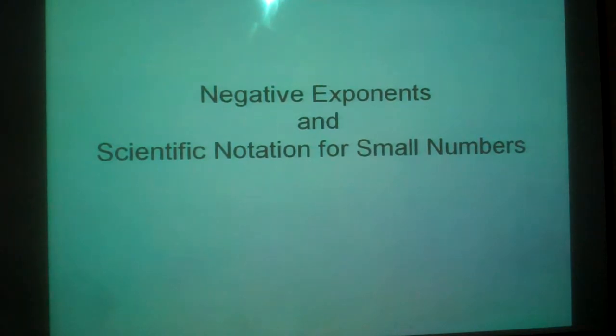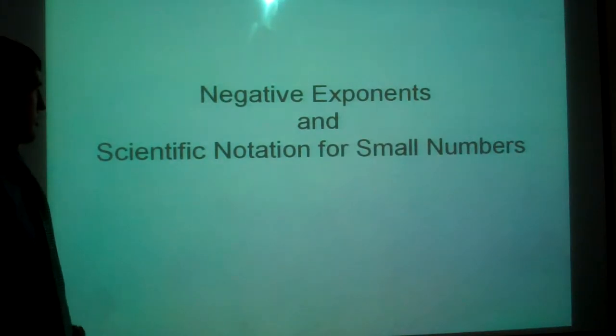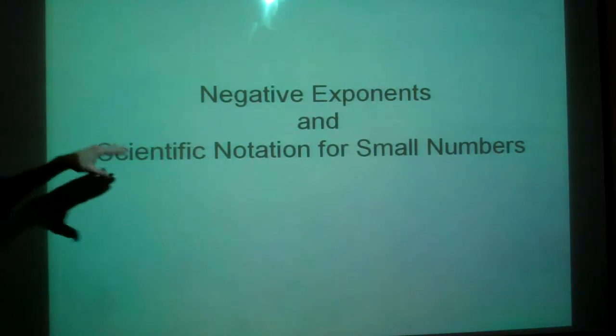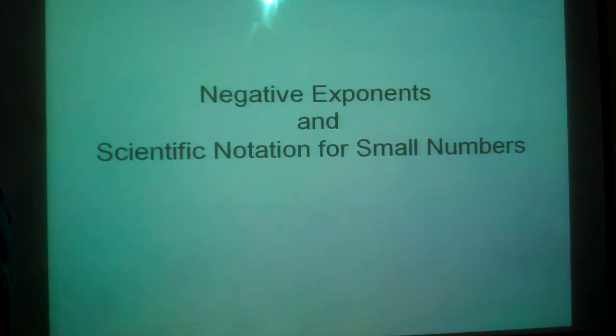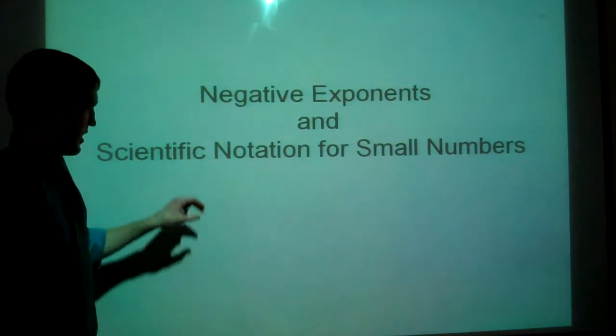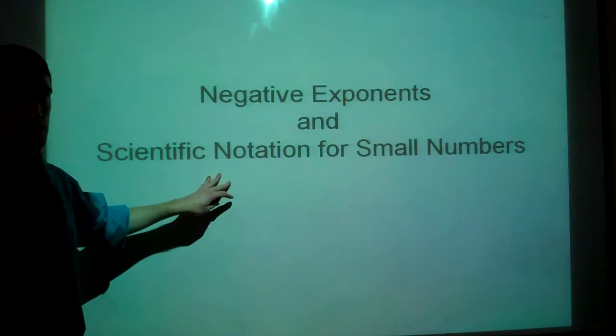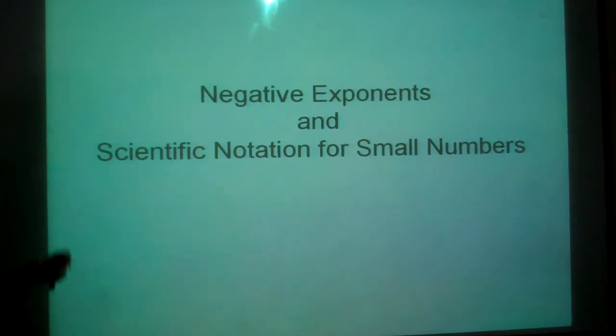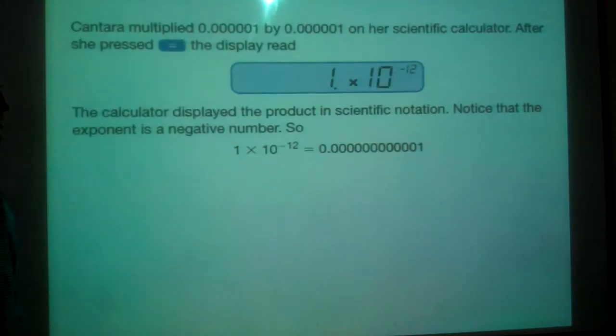This is lesson 57 for 7th grade, and today we're talking about negative exponents and some scientific notation for small numbers. We've done scientific notation for very large numbers, but we haven't talked about very small numbers yet, and that's actually going to relate to the negative exponents, which we'll talk about first. We've done things with positive exponents so far, but today we're going to talk negative.